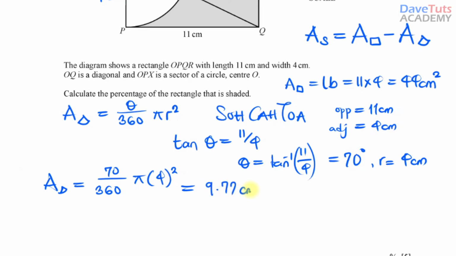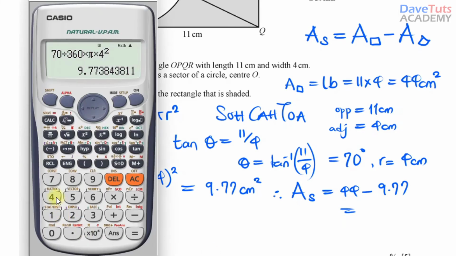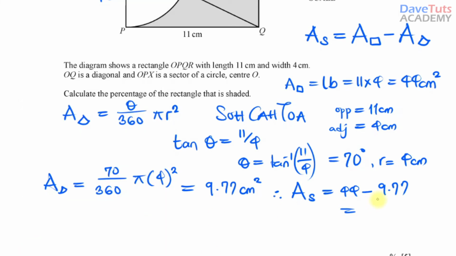So this is 9.77 centimeters squared, such that the area of the shaded portion will now be the area of the rectangle, which is 44, minus the area of the sector, which is 9.77. So that's going to give us what? 44 minus this answer. That's 34.23 centimeters squared.